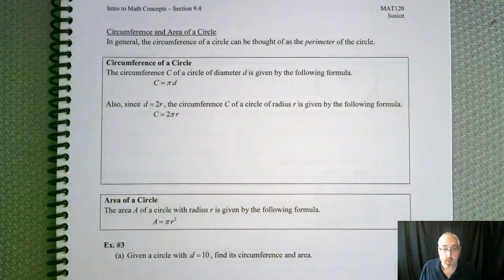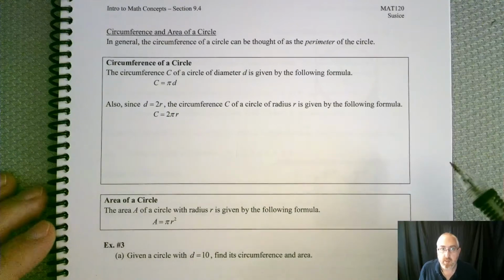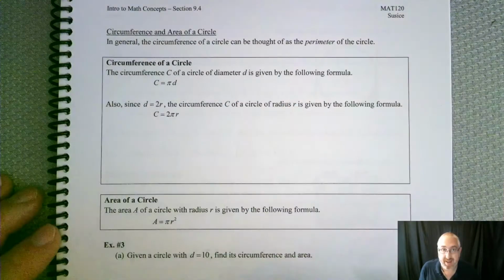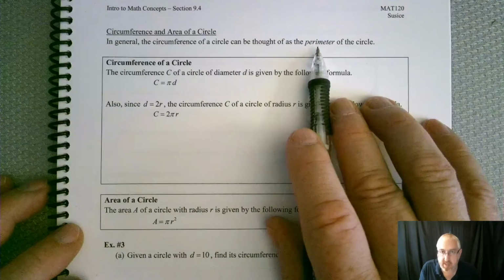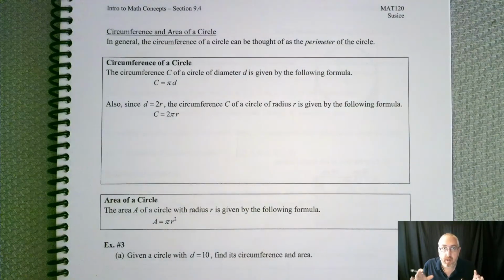Okie dokie. So welcome back. We are going to get into the last part of this section, which gets into circles. So specifically, we're going to be looking at the circumference and the area of a circle. Now, circumference might sound like a fancy word, but really all it is, is the perimeter of a circle. So anytime you see that word or hear that word, think perimeter of a circle.